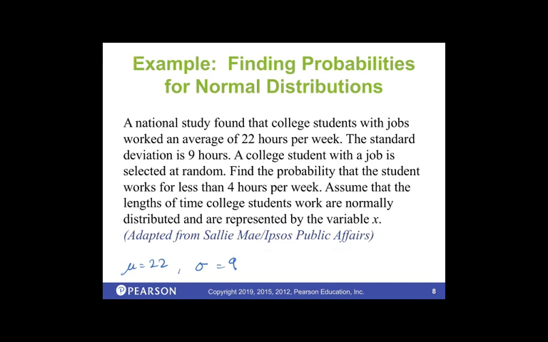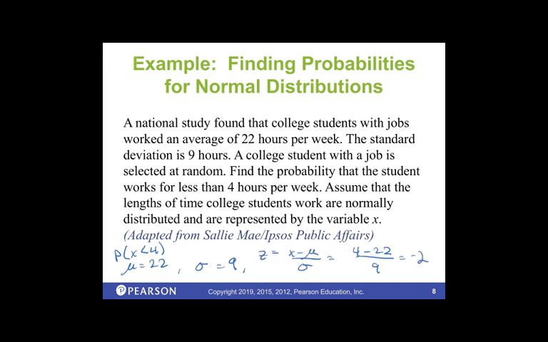Find the probability the student works less than 4 hours. So let's change this to a z-score. The z-score is equal to x minus mu divided by sigma. We want the probability that x is less than 4. So we're going to say 4 minus 22 divided by 9. What is that? Negative 18 over 9, so that's going to be negative 2. So the z-score is going to be negative 2, right?